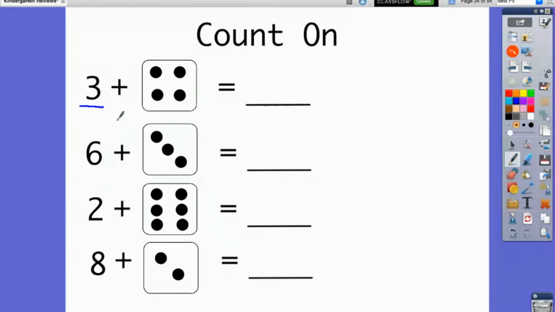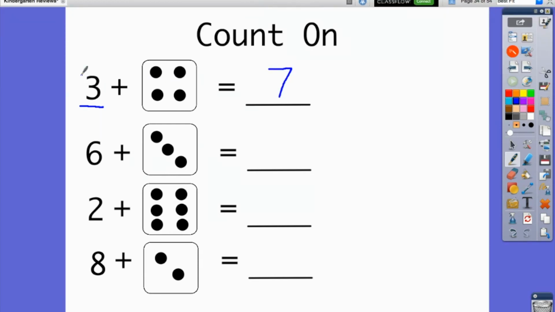All right, so put the number 3 in your head, and then we're going to add by counting on. We're going to count on the dots. So if I start with the number 3, what comes after 3? That's right, 4. So we're going to count on. So I have 3 to start with, and put that in my head. Then we're going to count on 4, 5, 6, and 7. So our answer here is going to be 7.